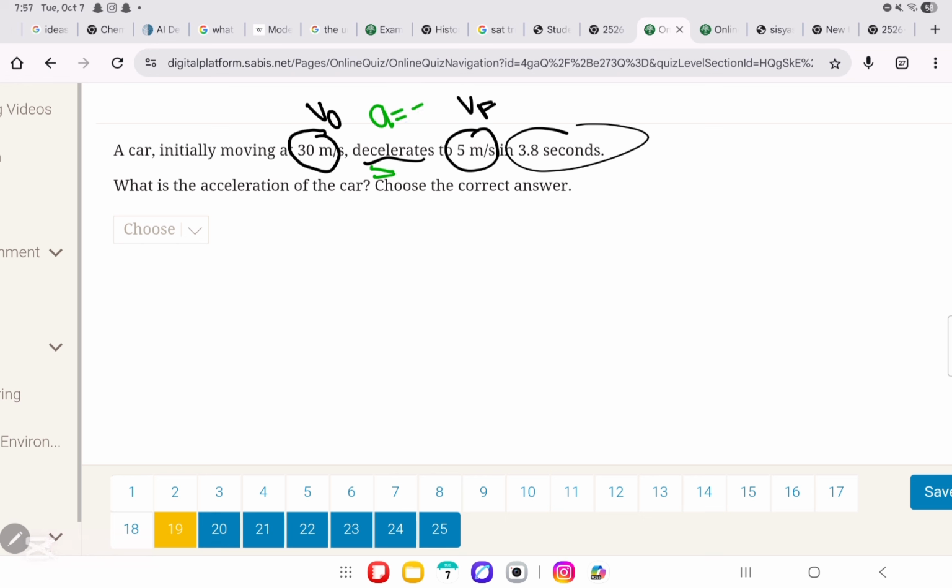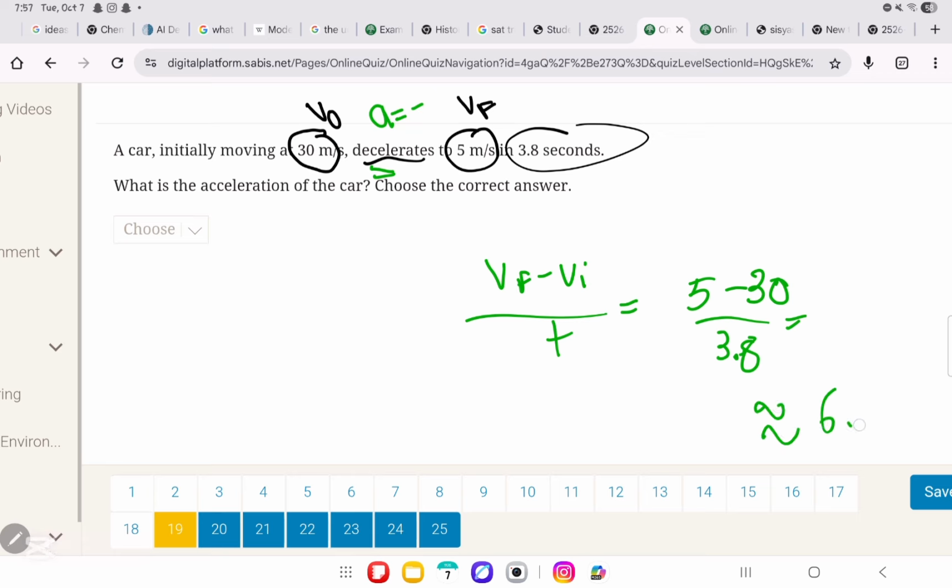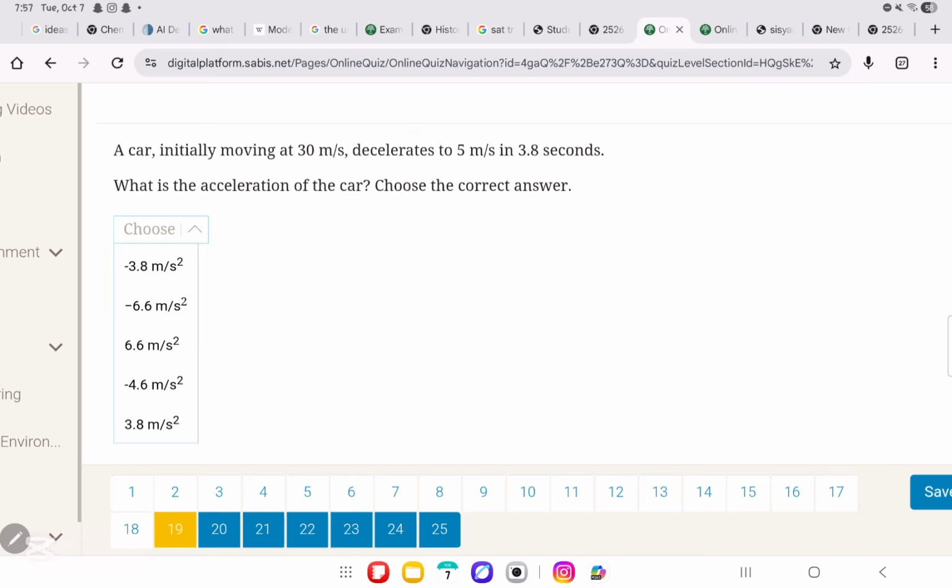Right? So that's going to be 5 minus 30 over 3.8. Put it on the calculator. And you will get an approximate answer of 6.6 meters per second squared, right? So it is minus 6.6, my bad. Minus 6.6 meters per second squared.